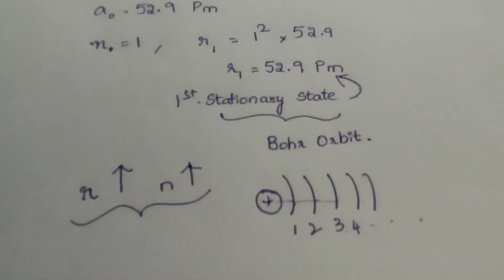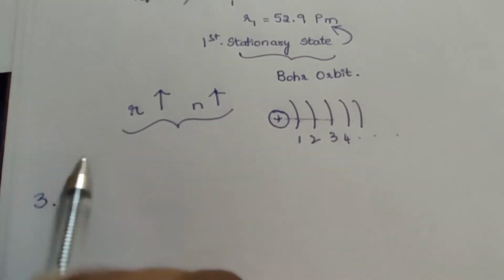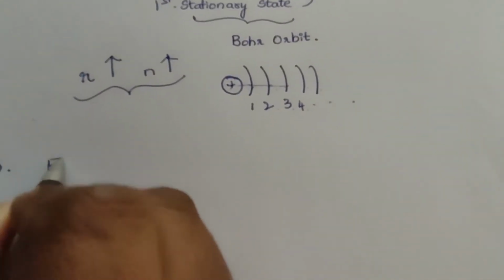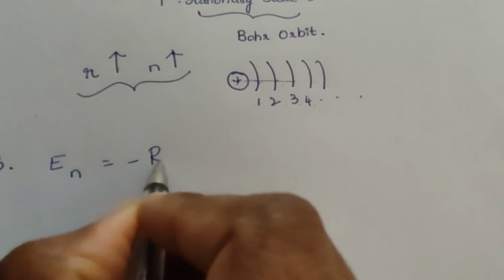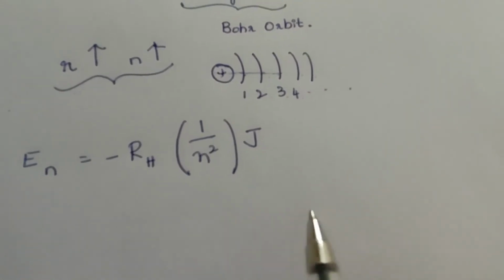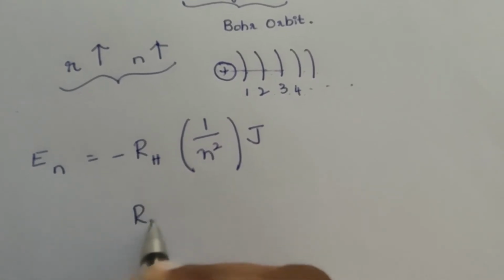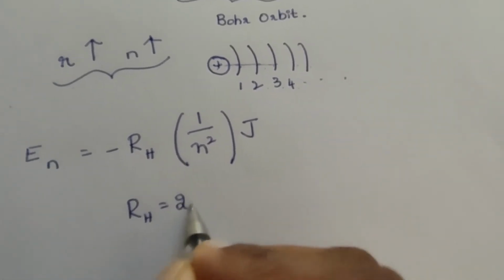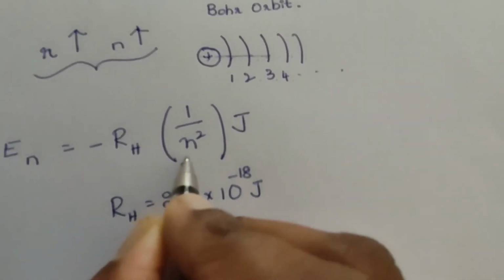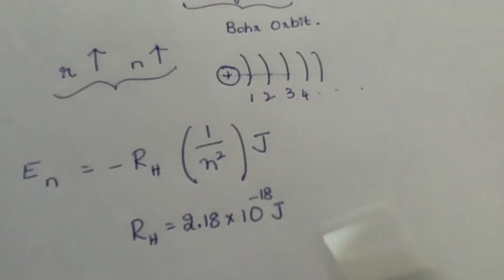Next, Bohr also gave another formula which is used to calculate the energy of an electron present in these stationary states. En is equal to minus RH into 1 by n square joules. Here RH is the Rydberg constant, which has the value of 2.18 into 10 power minus 18 joules, and n is the principal quantum number which has the values 1, 2, 3 and so on.